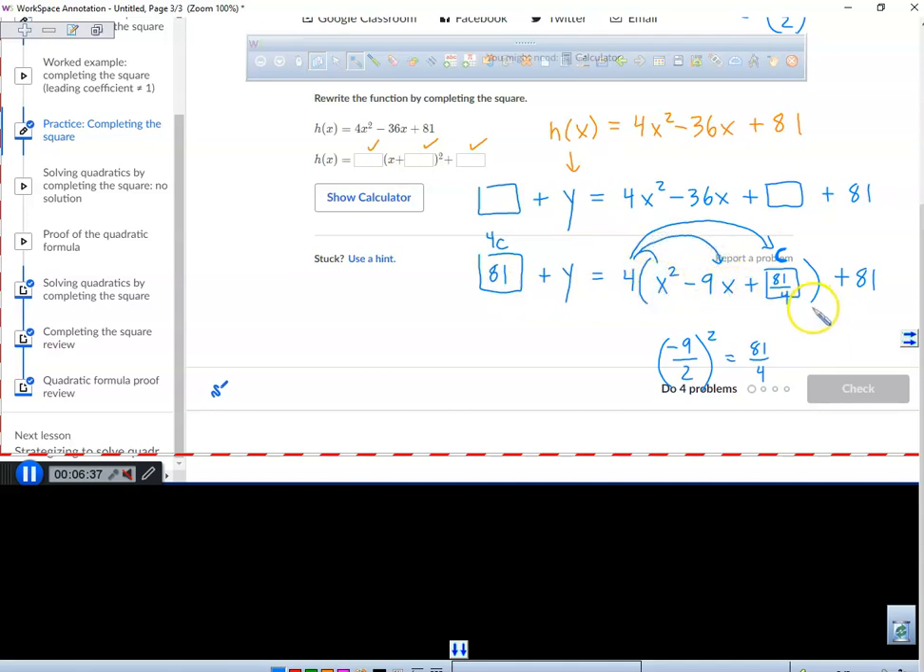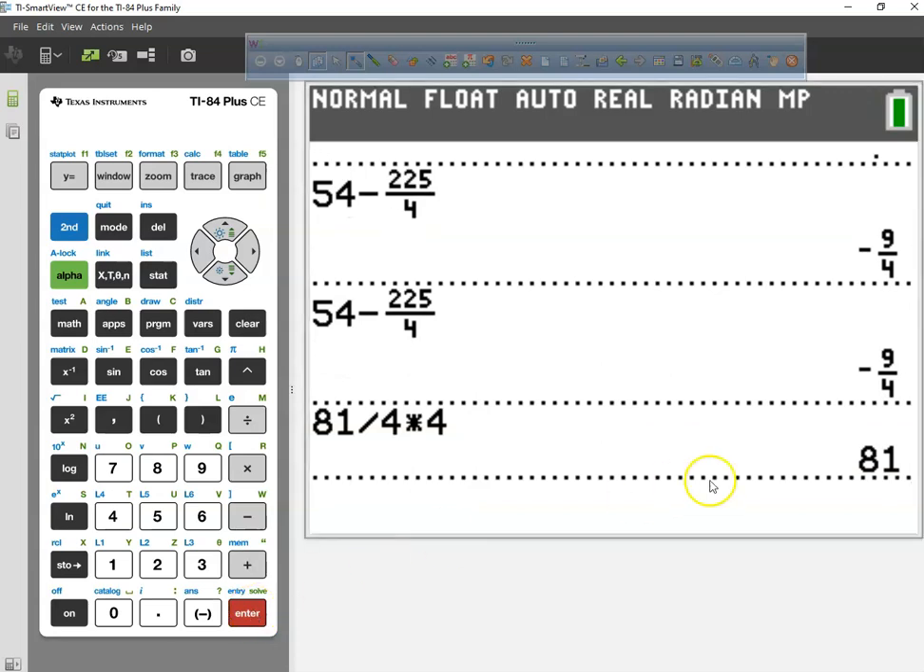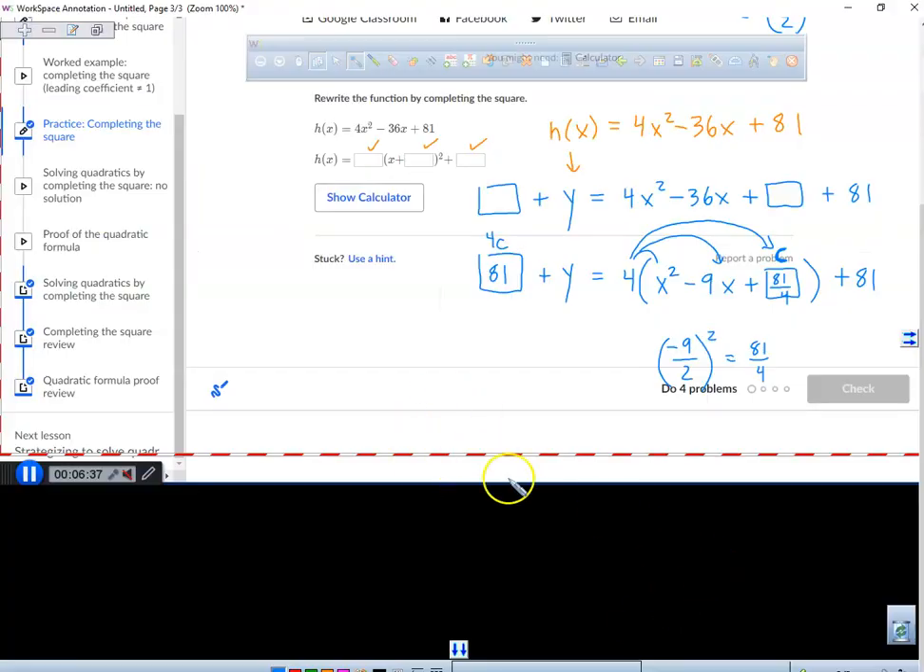Okay? Just remember, when we factor stuff out, we have to do what? To check our work, we work through our distributive property to make sure that we got everything balanced on either side. Now, if that didn't make sense, maybe this will, okay? 81 divided by 4, I'm sorry, 4 times 4 is what? 81. Okay, so if you're not sure what I did there, that's what I was trying to explain.